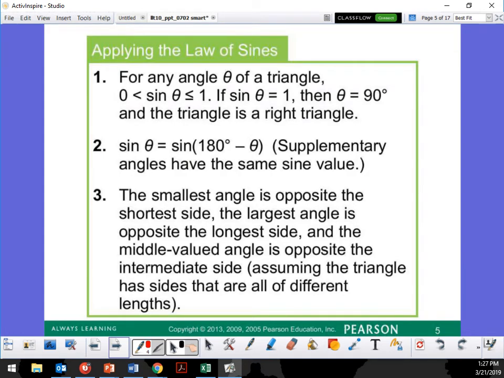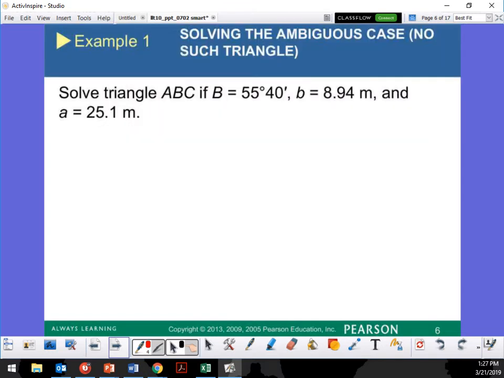It will make more sense here momentarily. For any angle theta of a triangle, 0 is less than sine theta, which is less than or equal to 1. If sine is equal to 1, then theta is 90 degrees, so you get one triangle. Let's just show you how to do this.